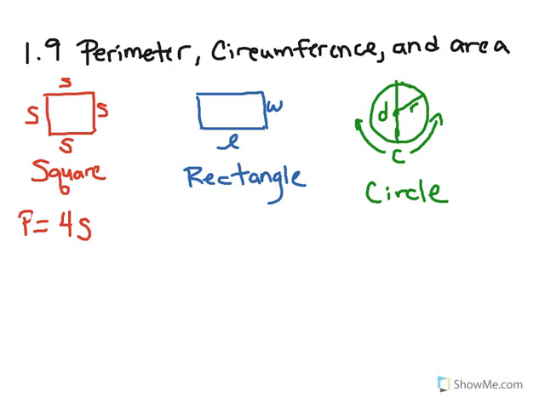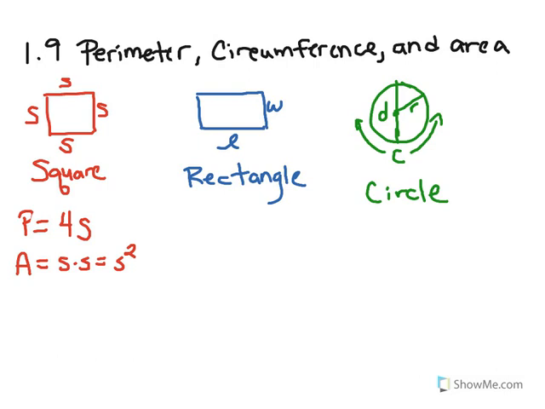4 times s is 4s. And if I wanted to determine the area of this figure, I would multiply s times s, so length times width, and because they're the same, we don't have to determine which is the length and which is the width, which is the same thing as s squared. So if you have a square, all you have to do is square one of the sides, and you're good to go.